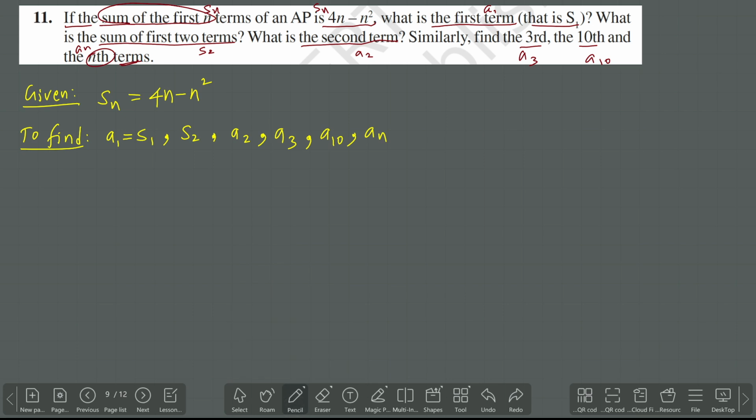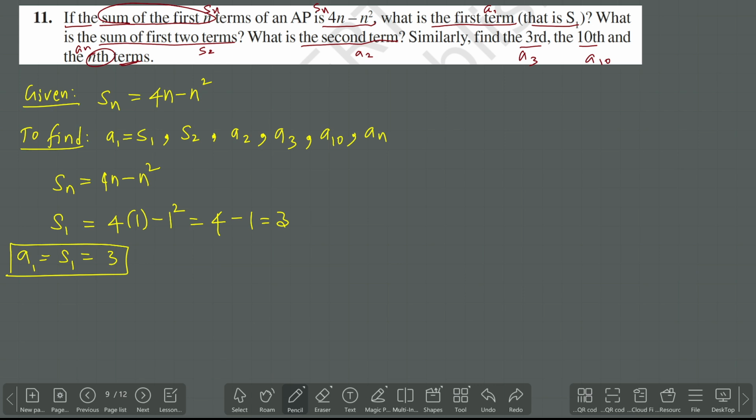Sn is given: 4n minus n square. When I substitute n value 1, what will I get? 4 into 1 minus 1 square: 4 into 1 is 4, 1 square is 1, equal to 3. Here 1 in the sense, what does it mean? A1. What did we get for A1? 3. Put a box for this. First one we got.